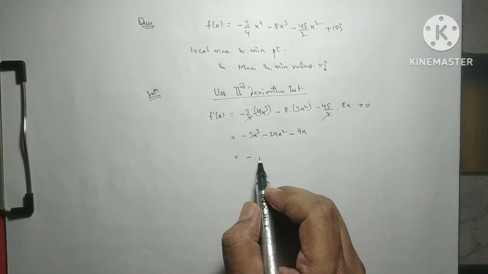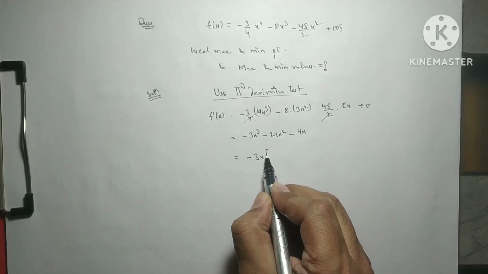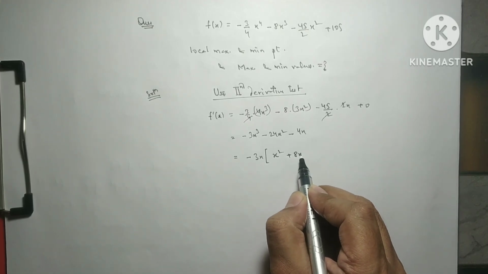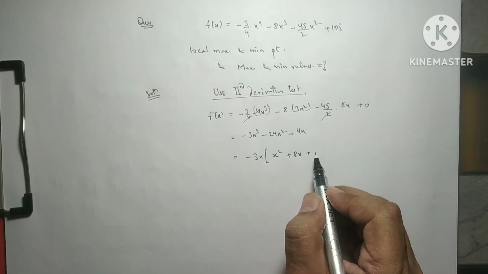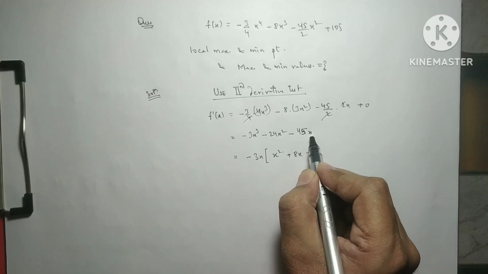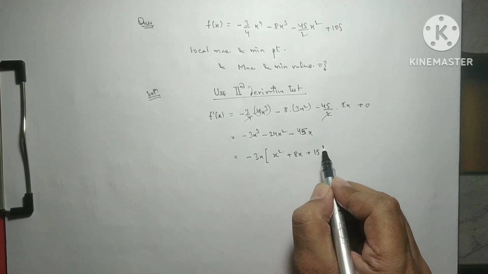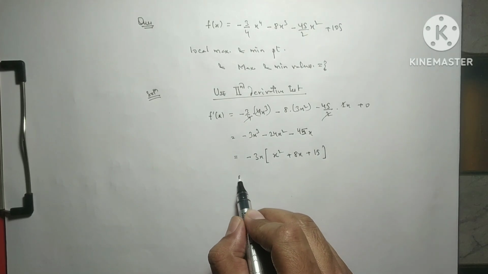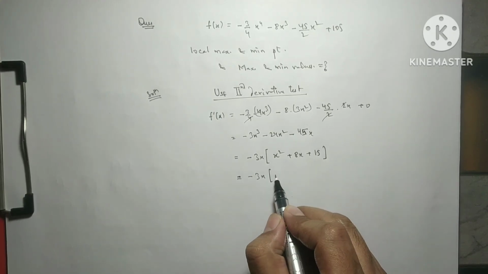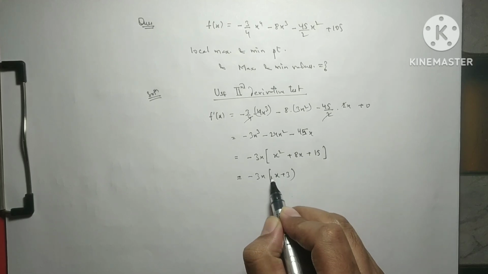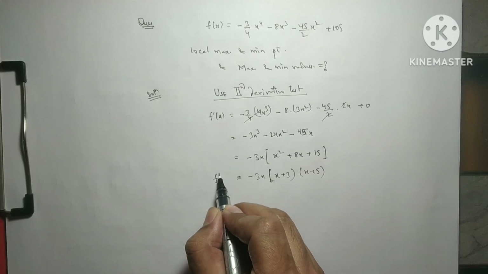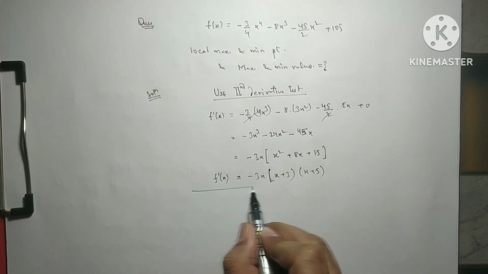On taking common 3x, we get x square plus 8x plus, what about this, this is 45, so this is 15. Now factorize this, so we get x plus 3 and x plus 5. So this is f dash x. Now this is step 1.